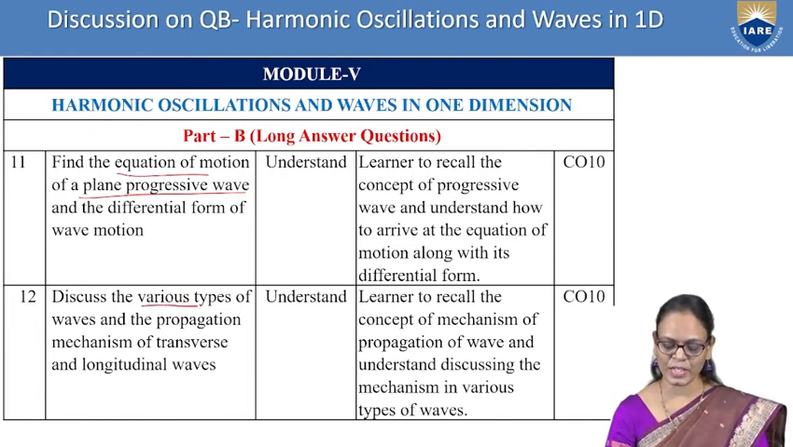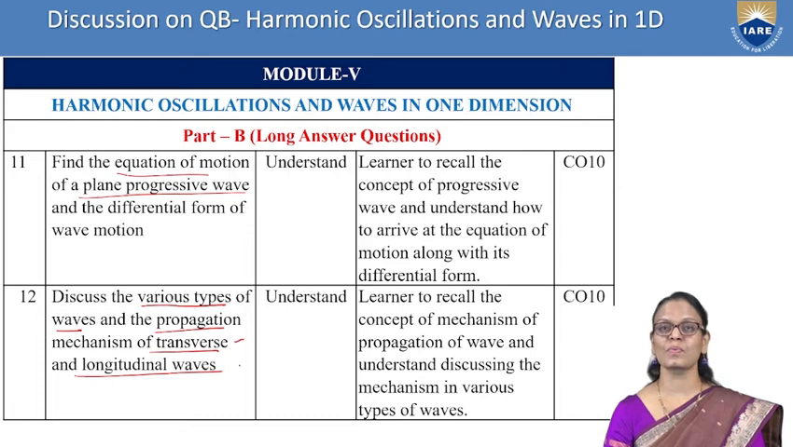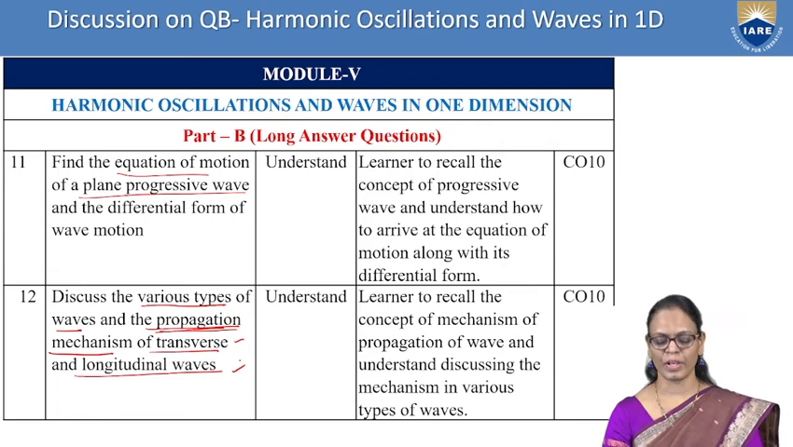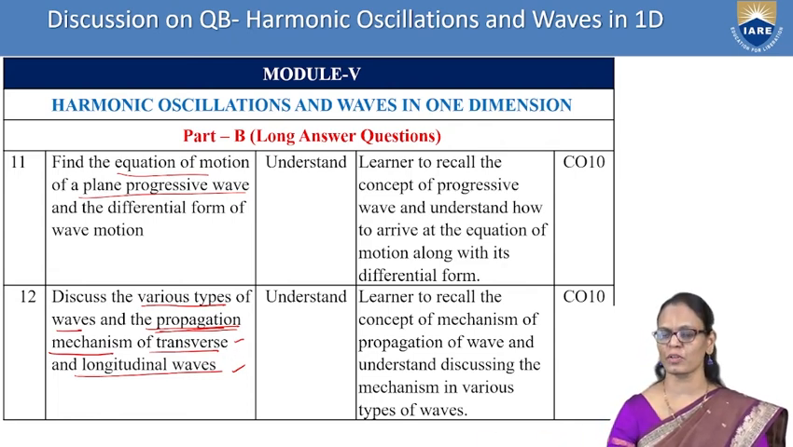Then discuss various types of waves and the propagation mechanism of transverse and longitudinal waves. So two types of waves. We'll do the broad classification: in mechanical waves we have transverse as well as longitudinal, depending upon the mode of vibration. So they're talking about the propagation mechanism: how the particles are vibrating and how the wave is being propagated in the forward direction.